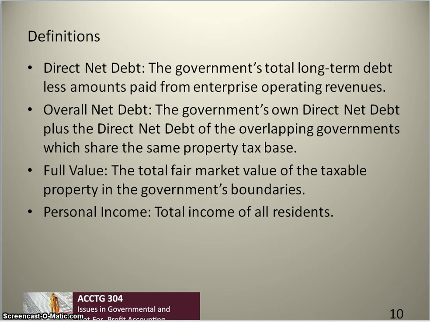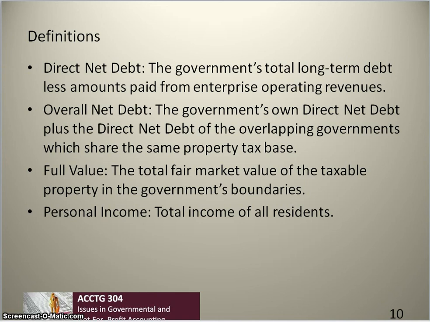Some term definitions. Direct net debt is the government's own long-term debt less amounts that are paid from enterprise operating revenues. So in most cases, this would be all the long-term debt that's shown under the governmental activities, and we would not count the long-term debt that's shown under the business type activities. Overall net debt is the government's own direct net debt plus the direct net debt of the overlapping governments which share the property tax base.